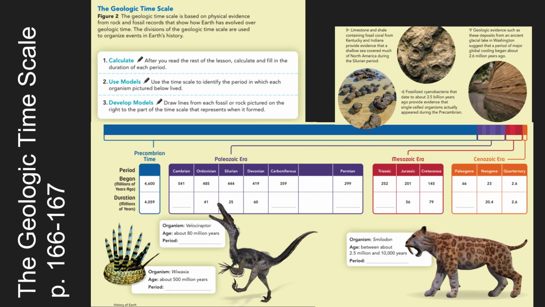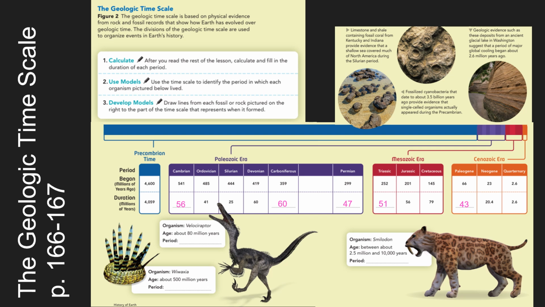All right, so now we're going to turn back to page 166 and 167 to fill out the geologic timescale. The geologic timescale is based on physical evidence from rock and fossil records that show how Earth has evolved over geologic time. The divisions of the geologic timescale are used to organize events in Earth's history. So first, after you read the rest of the lesson, calculate and fill in the duration of each period. So we are going to do that now. Your numbers should show accordingly to how long each period was. Remember that the duration is in millions of years at the bottom.